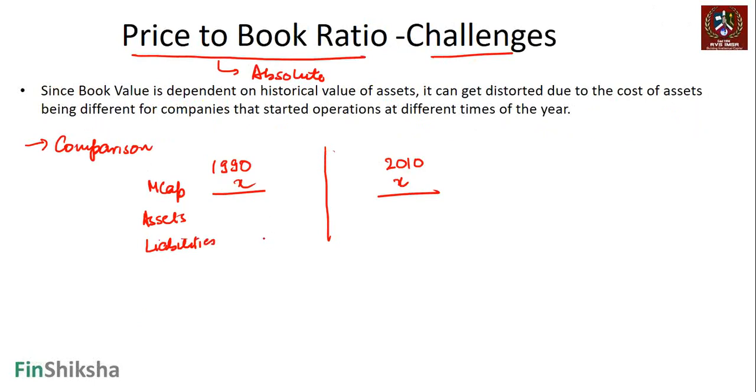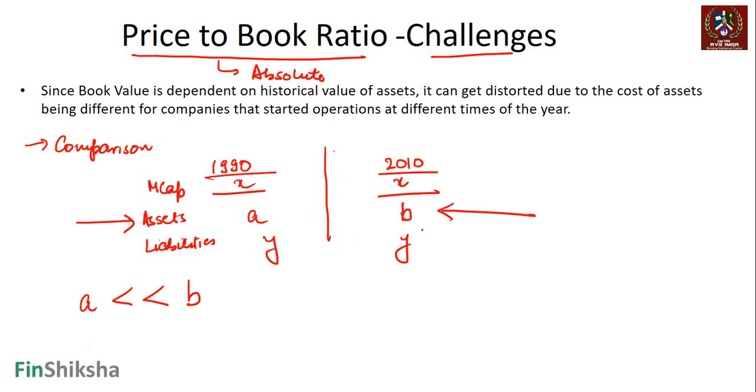Now, liabilities might be loans, so the liabilities again might be fixed in both the cases. It might be Y and Y. But the assets value for the company that is running in 1990 could be completely different from the assets value in 2010, because these assets are carried on historical value and usually you will find B will be much higher than A. Why? Because if the assets include a land piece that the company bought in 1990, the same land piece the company bought in 2010 would be carried at different values altogether.